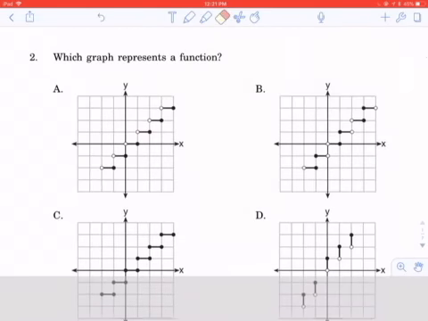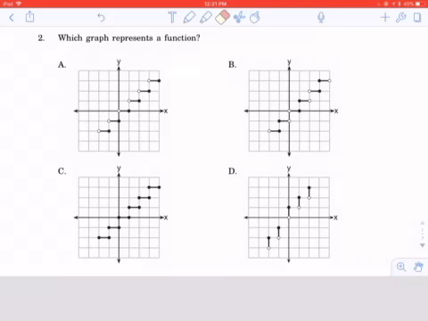Okay. Which of these graphs represents a function? Okay, the only way we're going to represent a function is if you pass the vertical line test, which means you can't have multiple y values for one x value. So right away I can eliminate d. D is not a function because it's made up of vertical lines.